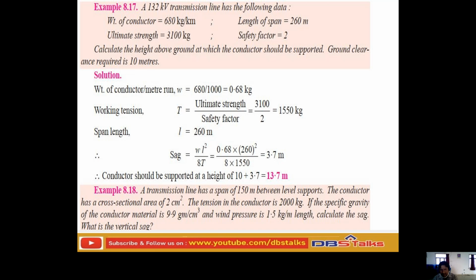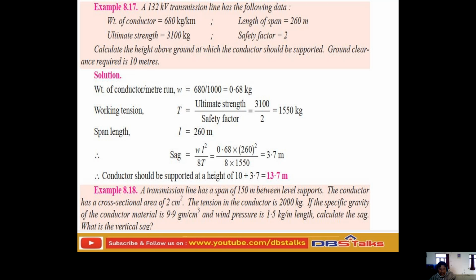Suppose they don't ask for the height of the conductor, and they ask only for sag, then it is just 3.7 meters. Suppose they ask for the height of the conductor, we add the ground clearance distance to the sag, that is 10 plus 3.7, that is 13.7 meters. Now go for the second problem.